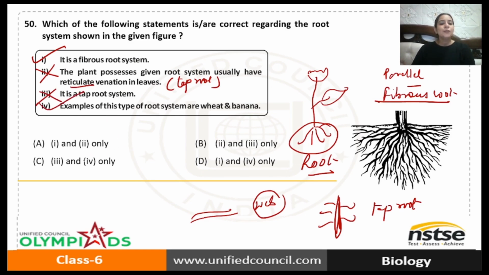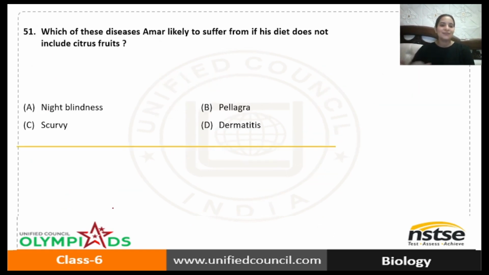So the option which states 1 and 4 would be correct in response to this figure. That is option D, and A, B and C are incorrect. So which option is correct? Option D is correct. Next question.